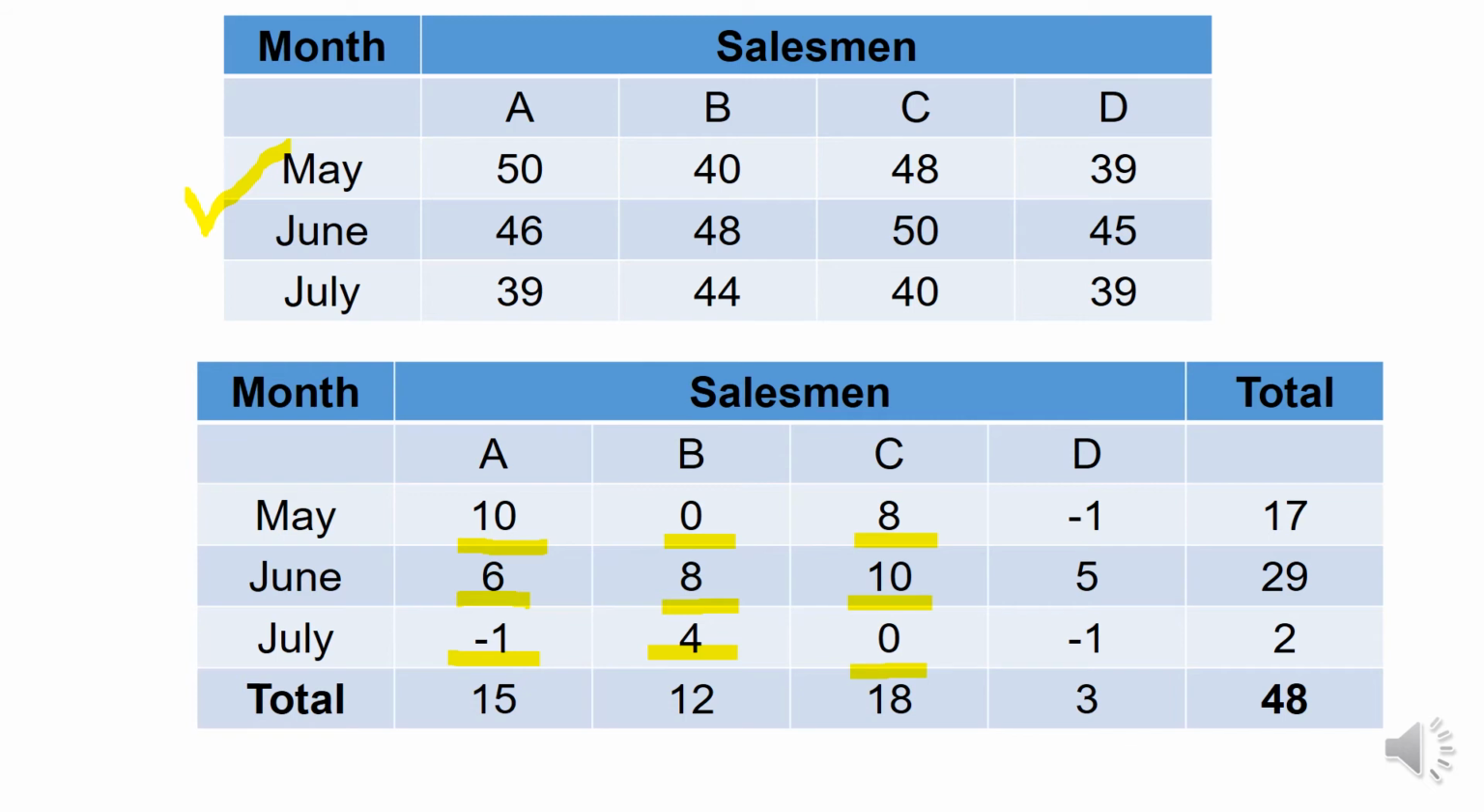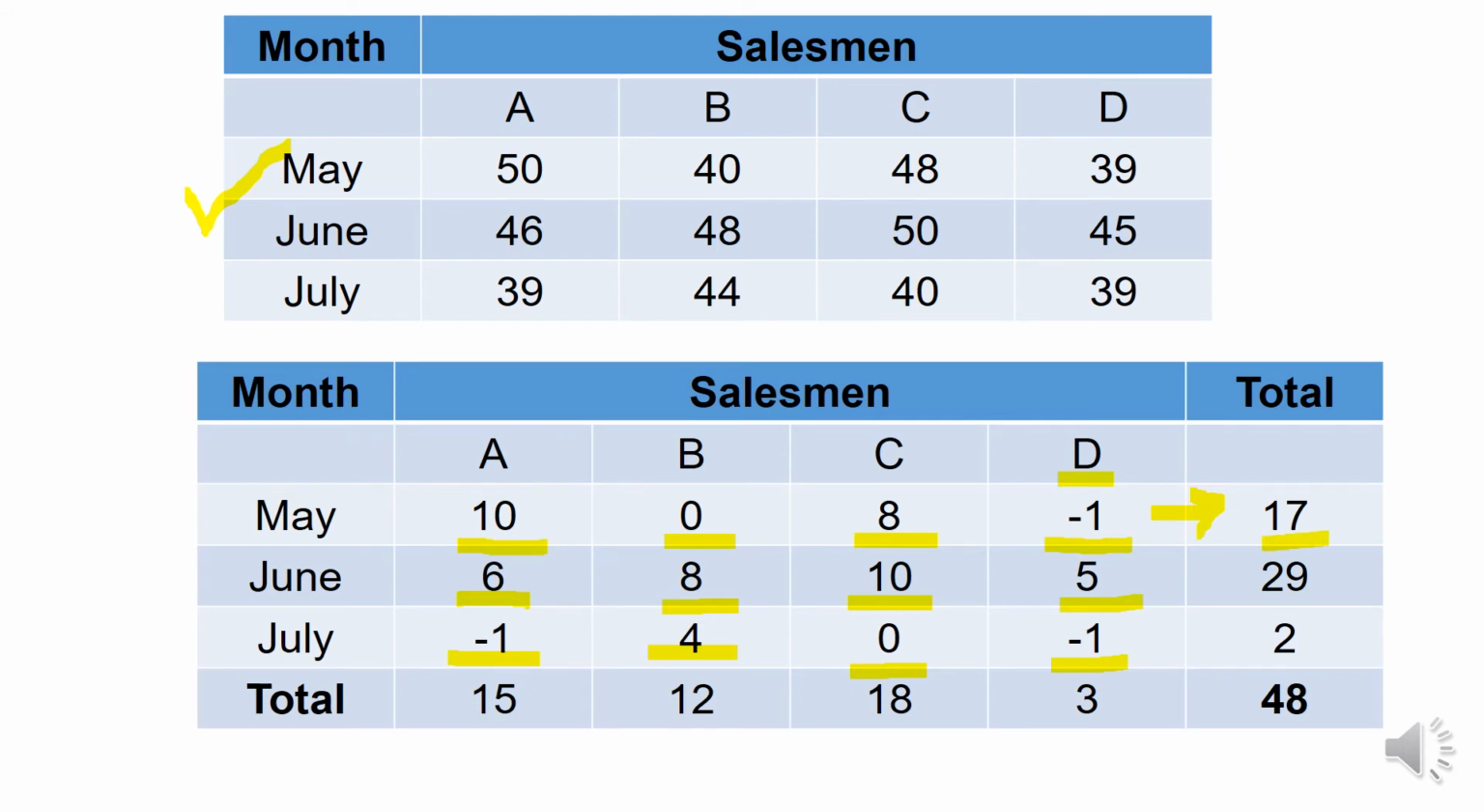Likewise, for salesman D, 39 minus 40 is equivalent to minus 1. 45 minus 40 is equivalent to 5, and 39 minus 40 is equivalent to minus 1. Students, now we will take the row wise sum. The row wise sum of 10 plus 8, 18 minus 1 is equivalent to 17.